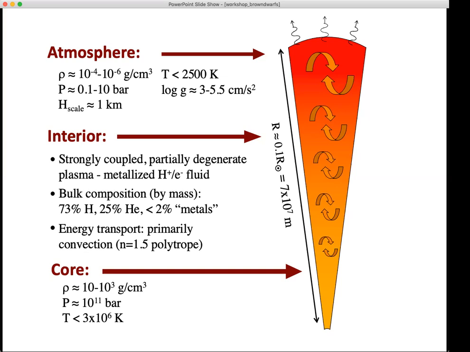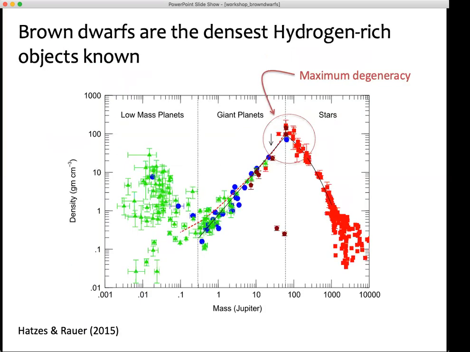And again, these are relatively cool, relatively speaking, because they can't fuse these hydrogens. These kinds of conditions make brown dwarfs literally the densest hydrogen objects that we know of. So this is a plot showing the average density in grams per cubic centimeter versus Jupiter masses. So Jupiter is somewhere in here, right? The sun is somewhere over here.